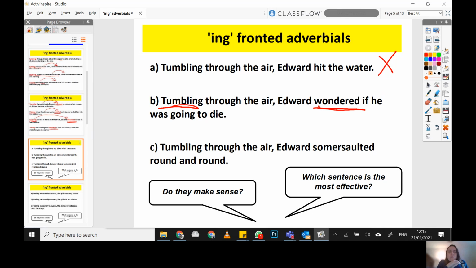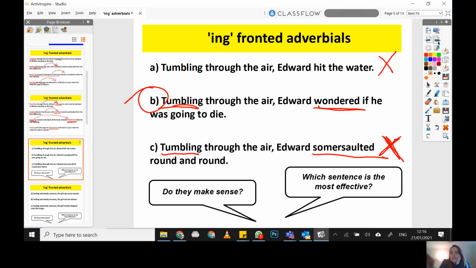The third one says, tumbling through the air, Edward somersaulted round and round. Let me find the verbs first. I've got tumbling and he is somersaulting. Does this make sense? It does. Is it effective? Not really, because tumbling and somersaulted are pretty much the same word. They mean the same thing. So it's not effective because I've repeated the same action, which means the most effective is B. Well done if you got that right. Tumbling through the air, Edward wondered if he was going to die.